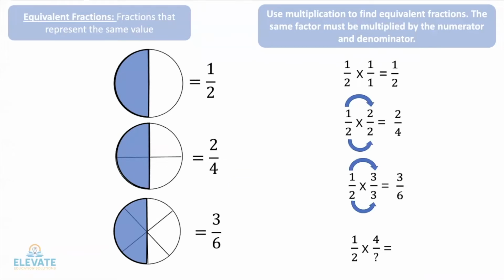The correct answer is 4. My new problem, or my new equation, is 1/2 times 4/4. We will continue the same process of multiplying the numerators first. 1 times 4 equals 4. And our denominators, 2 times 4, equals 8. And our final answer is 4/8.